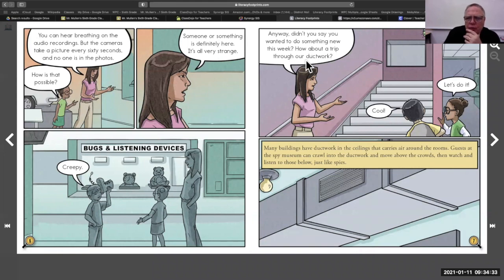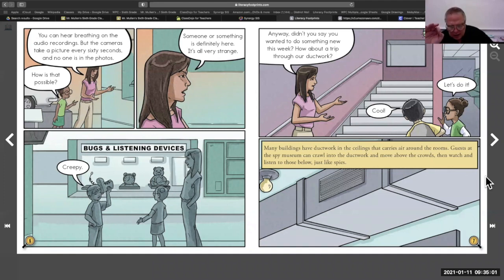How about a trip through our ductwork? Cool, let's do it. Many buildings have ductworks in the ceiling that carry air around the rooms. Remember, this is a graphic novel, so we have the clue about what it means through the picture. Guests at the Spy Museum can crawl into the ductwork and move above the crowds, then watch and listen to those just like spies. Okay, now let's use our strategy.